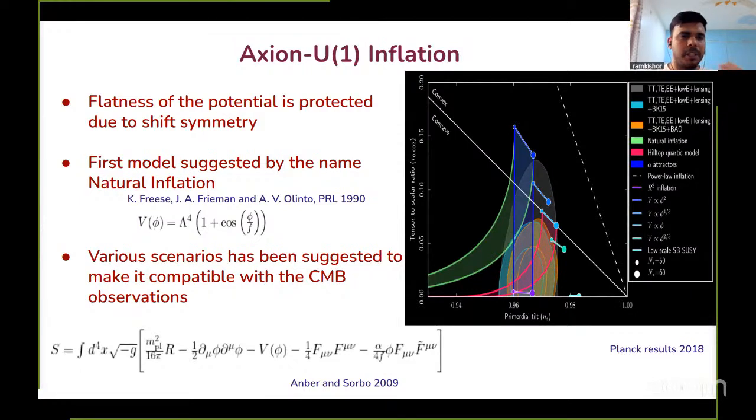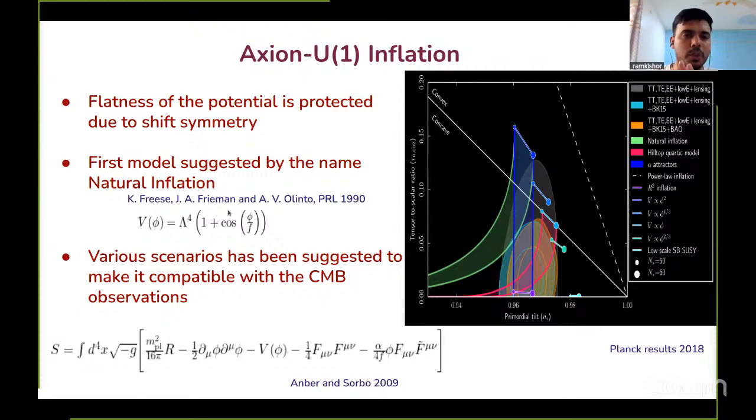All right, so let me move to this second possibility where one wants to look at the generation of magnetic field in axion U1 inflation. So let me first keep this part of magnetogenesis aside, and let's talk about what this model of inflation is. The first of such models was proposed in this paper in 1990 by Katherine Freese and collaborators.